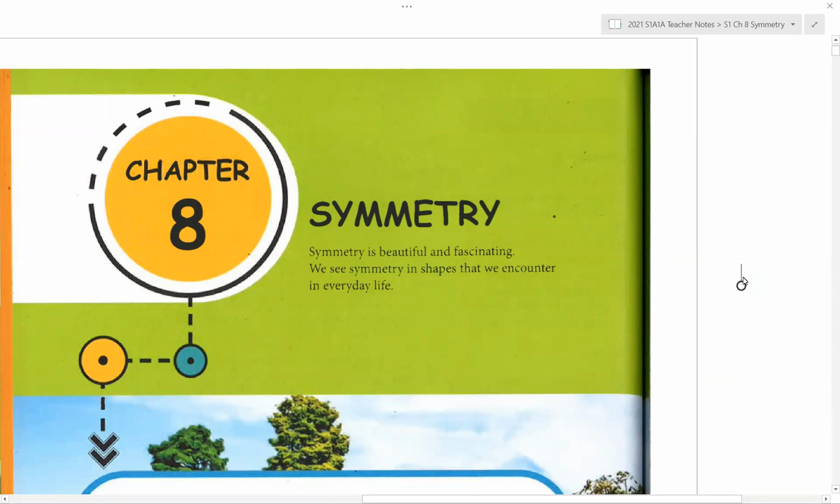We also learned that there is this thing called the line of symmetry. Now the line acts like a mirror. So whatever is on one side will be reflected onto the other side.